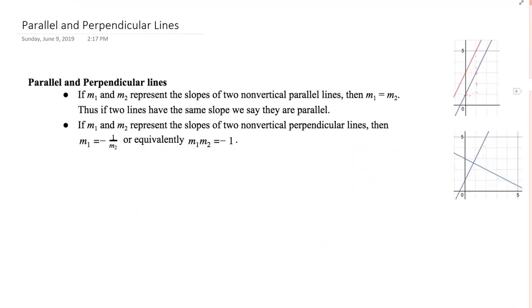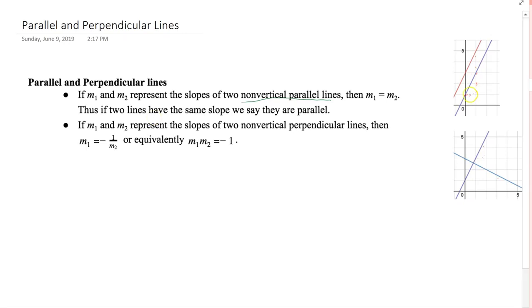The next thing we shall do is talk about parallel and perpendicular lines. Now, we know that parallel lines are two lines that continue forever and they never intersect, they never meet, okay? The parallel lines that we shall discuss will be non-vertical parallel lines. That means we can find a numerical slope, not infinite slope, such that the slope of the first line, m sub 1, is equal to the slope of the second line, m sub 2. In other words, if two lines have the same slope, we say they are parallel.